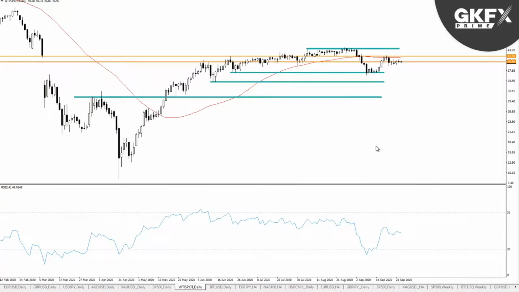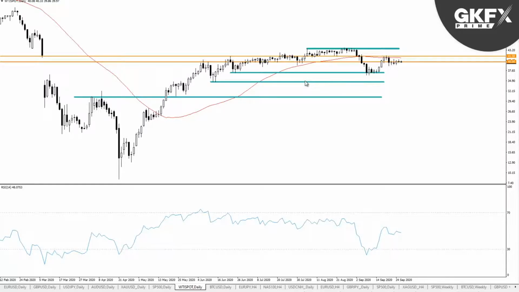WTI crude really didn't do too much of anything last week. We banged into 41.50, pulled back to 40, and we've just been trundling along the 40 level. But we know from the previous price action that this tends to be a magnet for the price. And to me, I'm looking at this and I don't really see which way the price is going to go, and I think that's why the price is just stuck in this mid-level.